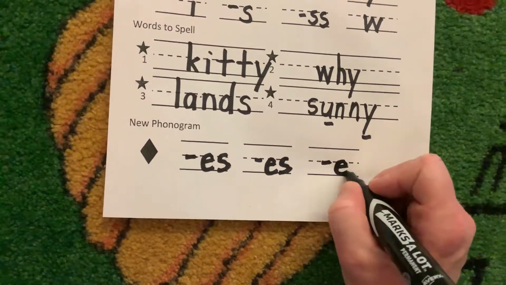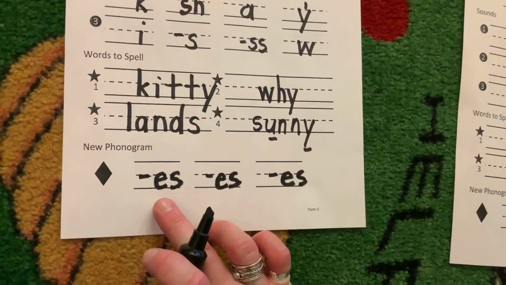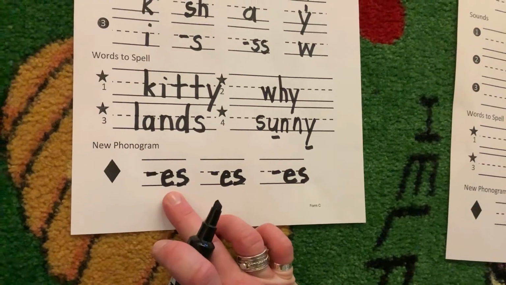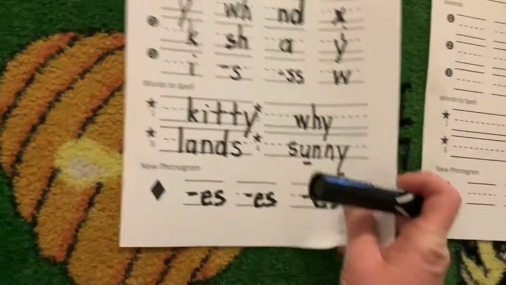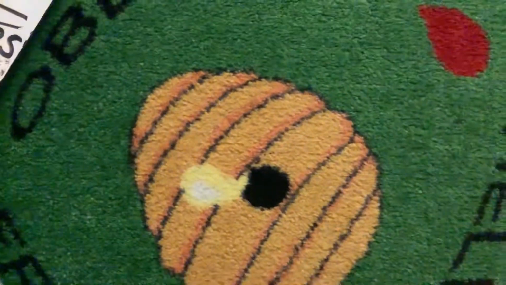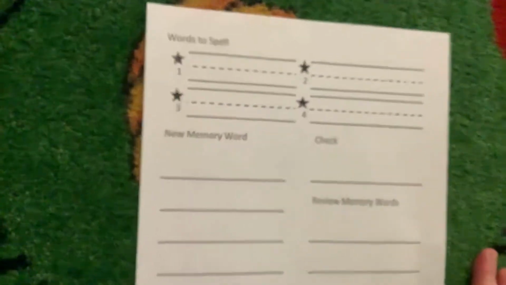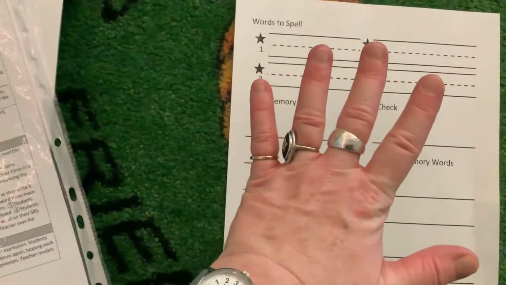ES says "es." So we say when a word ends in CH, SH, X, or Z, add ES and you'll please me. Our suffix is ES. Let's flip our paper over. We're going to practice some suffix with ES. Here we go. I'll give you the base word first. Let's tap it out.